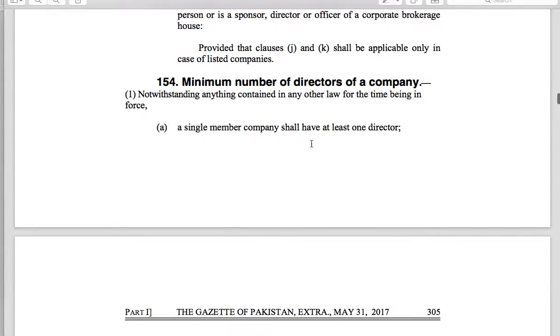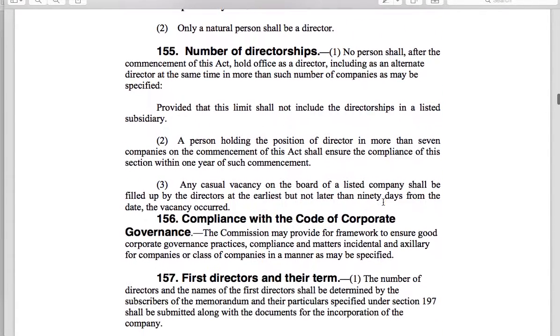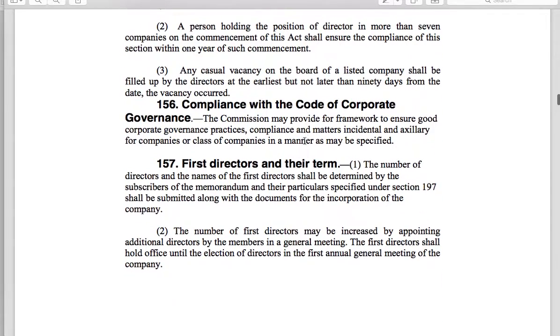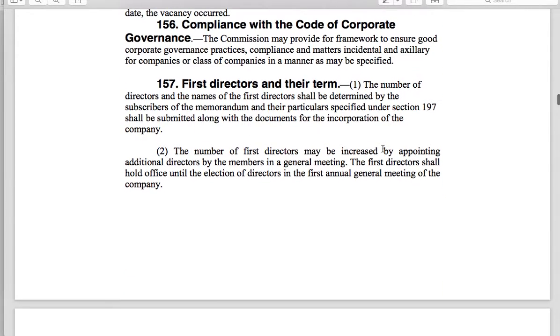Minimum number of directors: single member company 1, private limited 2 directors, public limited 3 directors, listed companies 7 directors. So these are the minimum numbers of directors there should be. As for the number of directorships, no person shall after commencement hold directorship, including alternate, in more than a prescribed number of companies. This is a limit on how many directorships you can hold, which means it is not unlimited. You can't be a director in more than 7 companies.